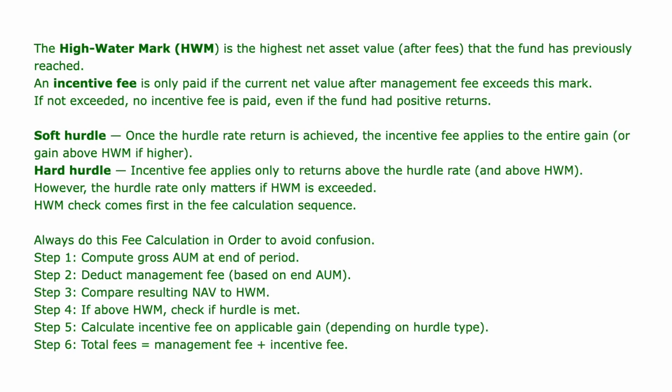High water mark check always comes first in the fee calculation sequence. Incentive fees are only considered if net AUM after management fees exceeds the HWM. The hurdle rate, soft or hard, only matters after the HWM is surpassed. The step-by-step order ensures clarity. Compute gross AUM, deduct management fee, compare to HWM, check hurdle, calculate incentive fee, sum total fees.